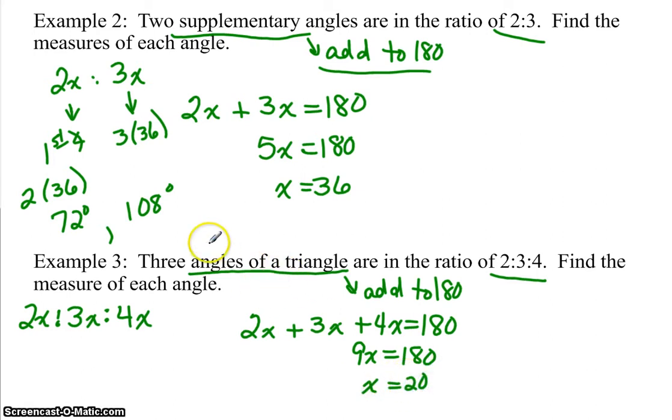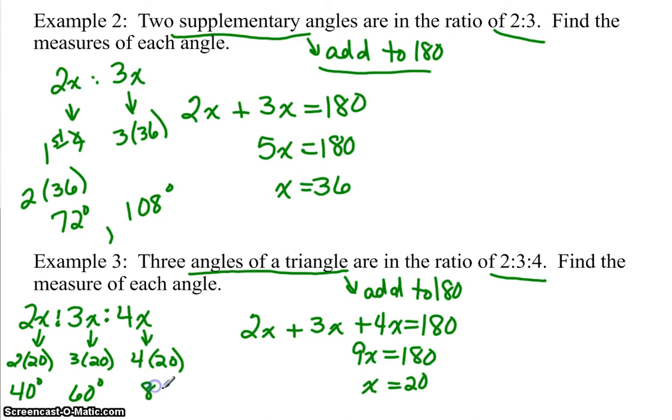Once again, this is not the actual answer to my problem. My problem said how much is each angle, and the angles were in the ratio of 2 to 3 to 4, or 2x, 3x, and 4x. So 2x is 2 times 20, so one of my angles was 40 degrees. 3x was 3 times 20, so one of my angles was 60 degrees, and 4x for my third angle was 4 times 20, so my third angle was 80 degrees. Again, I can check and make sure that my angles all add up to 180 degrees.